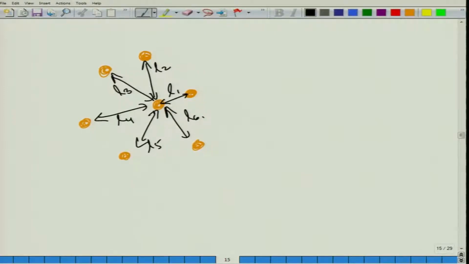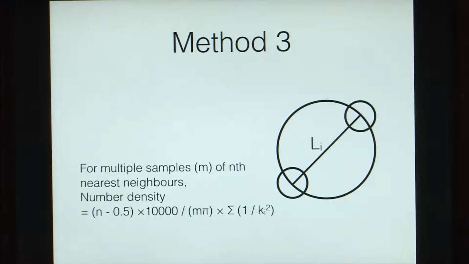Now, we are trying to generalize this equation. In place of the first nearest neighbor, we are putting all these numbers into ascending order and we are calculating it for the nth nearest neighbor. So, what would the equation be? Coming back to the slides, in this case the equation becomes n minus 0.5 into 10,000 divided by m pi into sum over 1 upon ki square. In place of Li, which is for the nearest neighbors, we use the term ki.